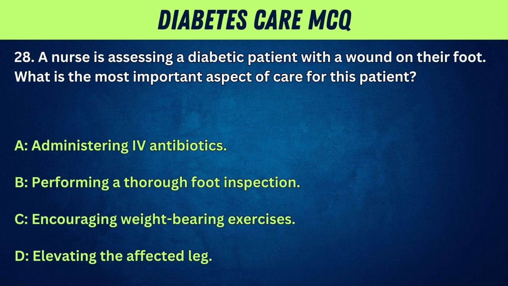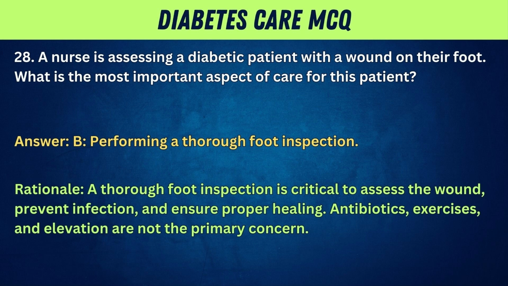28. A nurse is assessing a diabetic patient with a wound on their foot. What is the most important aspect of care for this patient? A. Administering antibiotics. B. Performing a thorough foot inspection. C. Encouraging weight-bearing exercises. D. Elevating the affected leg. Answer: B. Performing a thorough foot inspection. Rationale: a thorough foot inspection is critical to assess the wound, prevent infection, and ensure proper healing. Antibiotics, exercises, and elevation are not the primary concern.